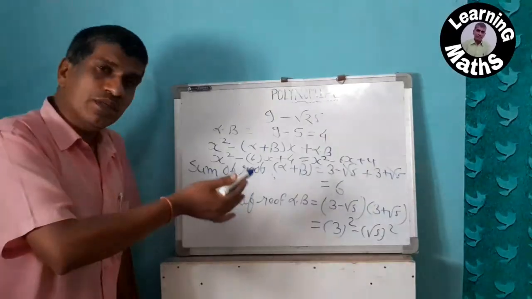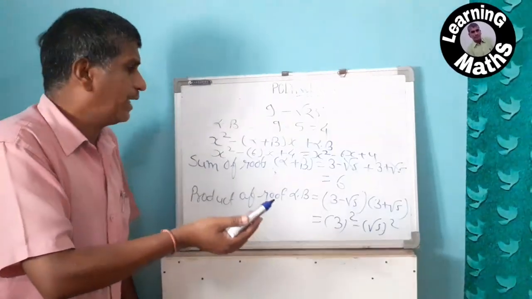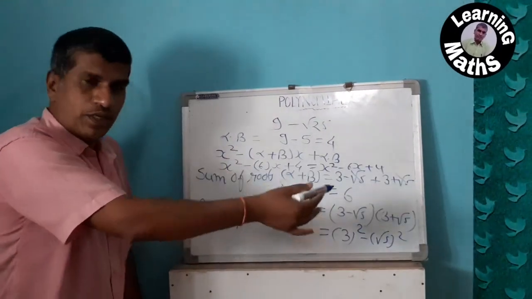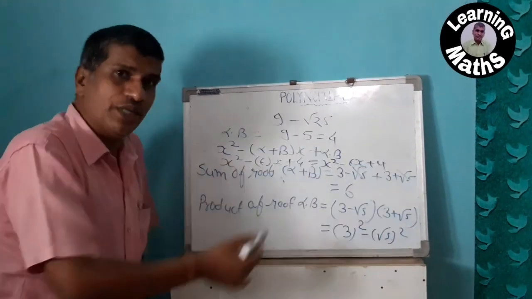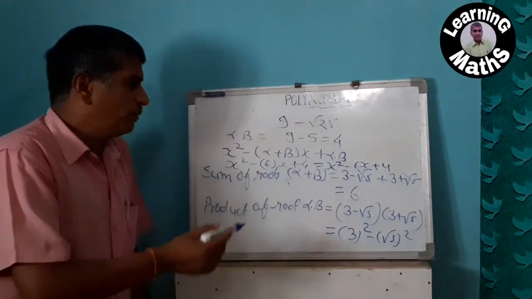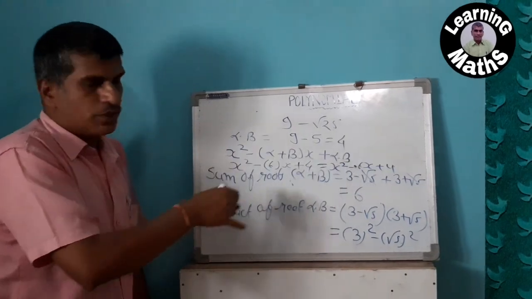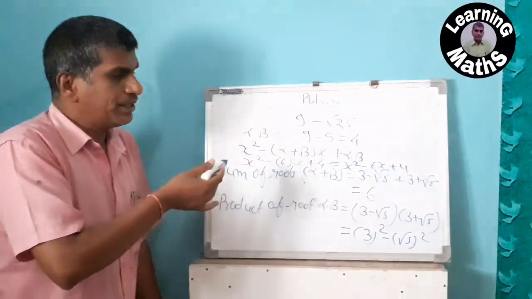If sum of roots and product of roots are given, then this formula will be used. x square minus alpha plus beta into x plus alpha into beta. If you have both the values, then you can get such type of equation.